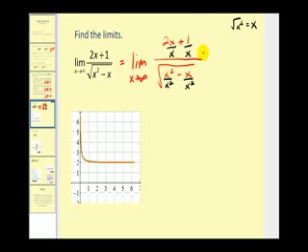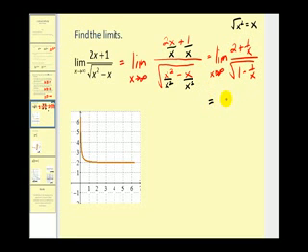Let's go ahead and simplify this. We would have 2 plus 1 over x, all divided by the square root of 1 minus 1 over x. Well, this approaches 0, this approaches 0, so we're left with 2 over the square root of 1, which of course is equal to 2. And a third way to evaluate this limit using this shortcut, you can think of this as having degree 1 because it's the square root of x squared, and this also has degree 1. So the ratio of the leading coefficients would be 2 divided by the square root of 1, which of course is also equal to 2.